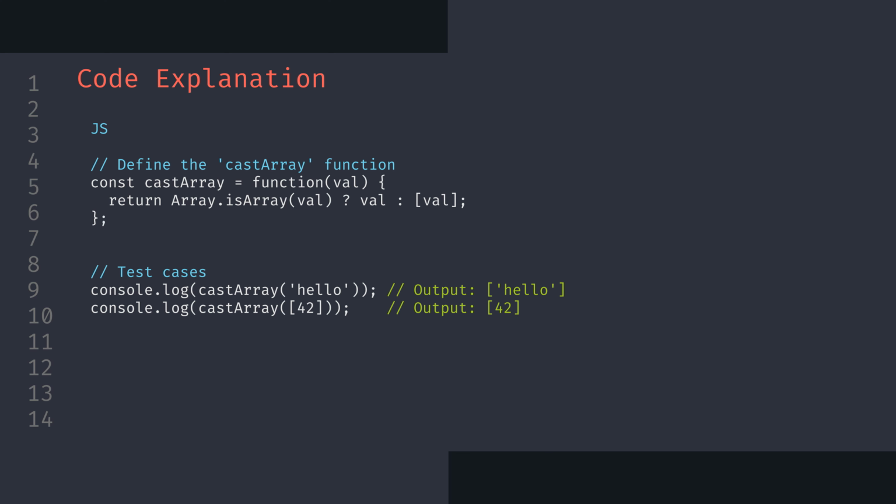This code defines the castArray function using the ES5 syntax. It first checks if the provided value is already an array using Array.isArray. If true, it returns the value as is. Otherwise, it wraps the value into a new array. Let's look at some examples to see how this works.